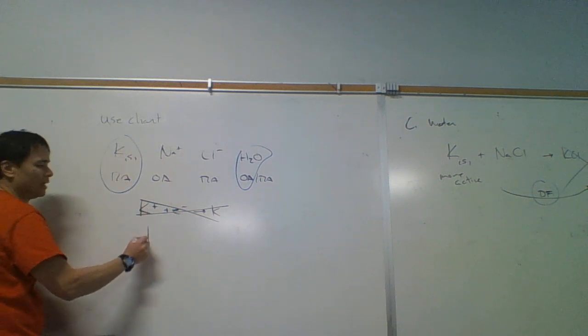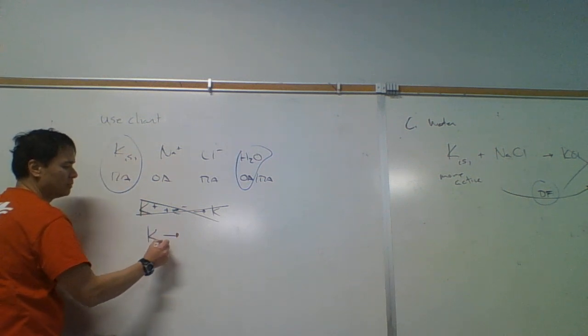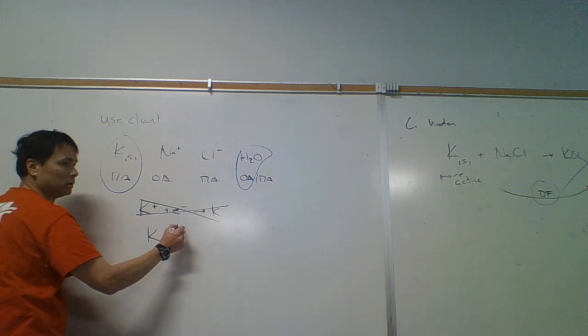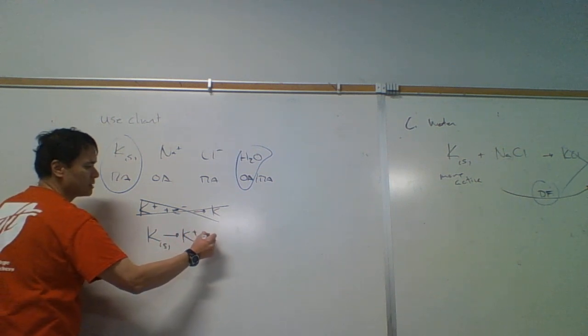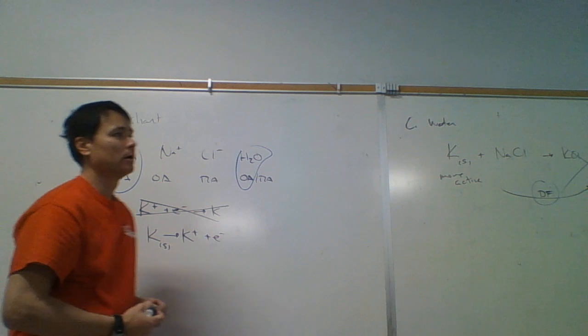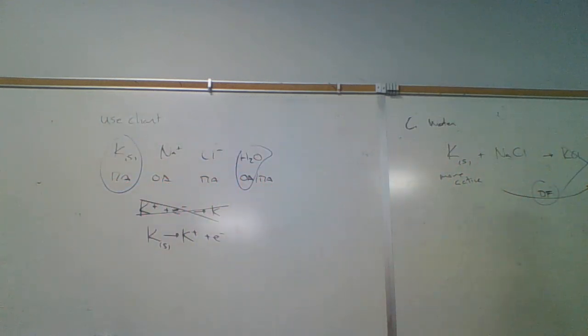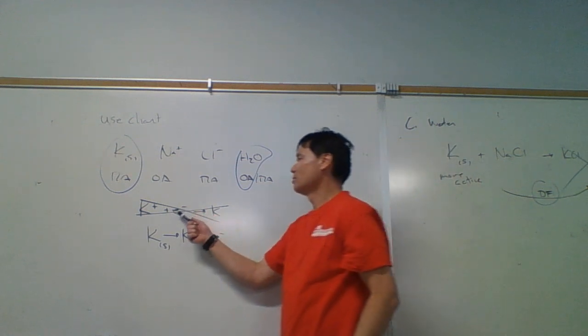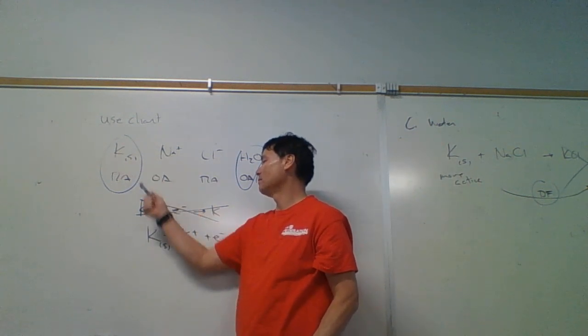We have K, so I have to reverse it. It's going to be K solid goes to K plus plus an electron. I have to reverse this because I don't have any potassium ion as a reactant. I have potassium metal as a reactant. So I've got to flip this so that potassium metal becomes the reactant on the left and potassium ion plus the electron becomes the product on the right. So again, I cannot use this equation because I don't have potassium ion, I have potassium metal.